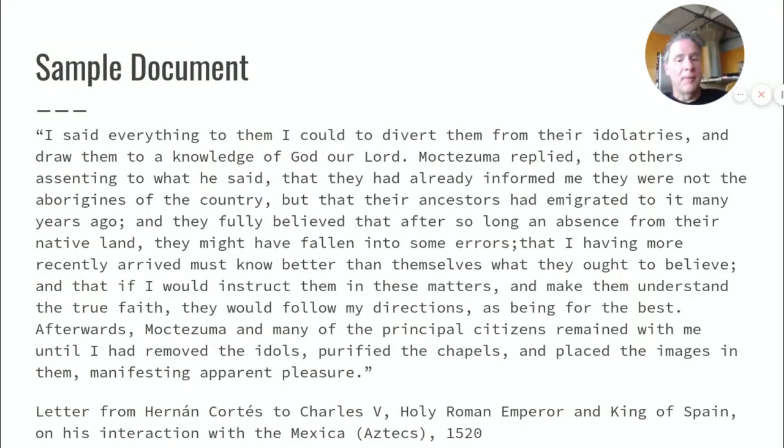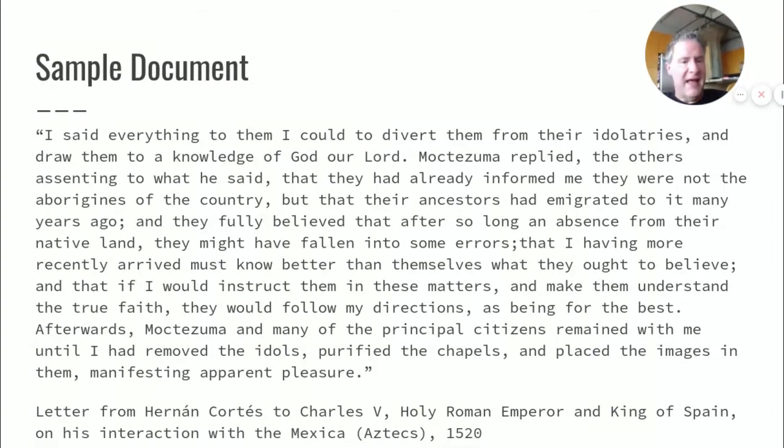And here you are. This is a sample document. It is a primary source. It's one written by Hernan Cortez, who was a conquistador in New Spain, and he's describing his interactions with the native Aztec people in a letter to the King of Spain.